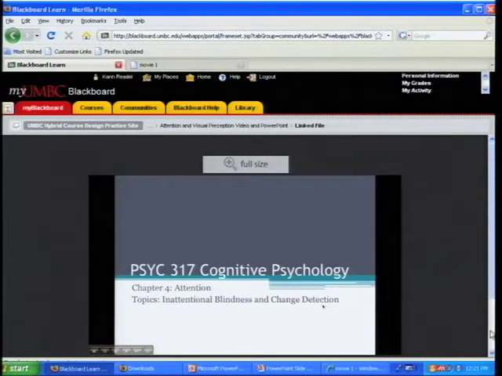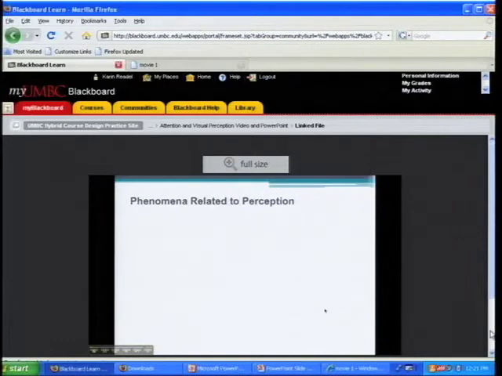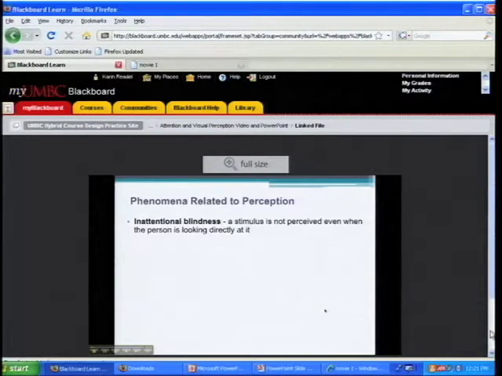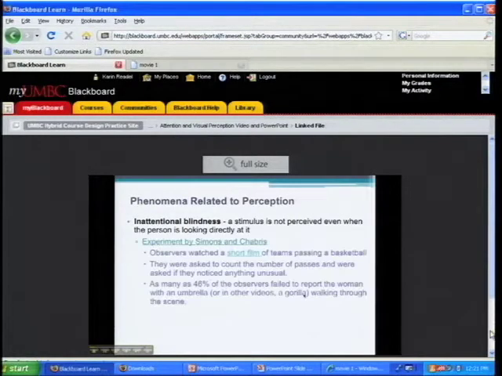Okay, now you've completed the experiment and the related exercises on inattentional blindness. And now you'll see a short video, PowerPoint presentation on attention and the topics of inattentional blindness and change detection. So inattentional blindness is a phenomenon related to perception, in which a stimulus is not perceived even when the person is looking directly at it. And you may have experienced this when you did the experiment.